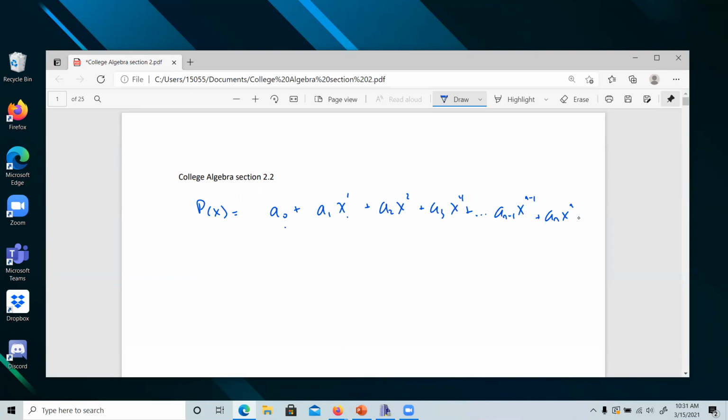So I wrote this in ascending form, where it counts up. It starts with a constant and then a1 x to the 1. That's fine, you're allowed to do that. Most of the time you are going to see this in descending form: a n x to the n plus a n minus 1 x to the n minus 1 plus dot dot dot a1 x to the 1 and a naught.